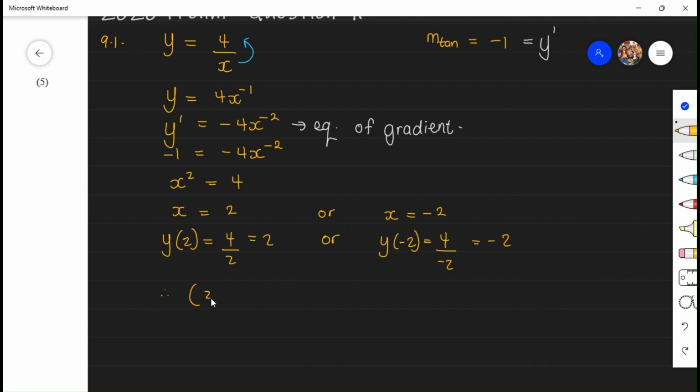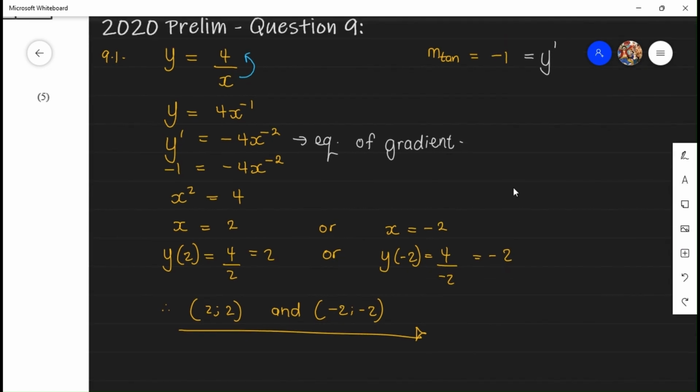Therefore, our points are (2, 2) and (negative 2, negative 2). So these are our coordinates or our points of contact between our tangent and our curve. Now let's move on to the next question.